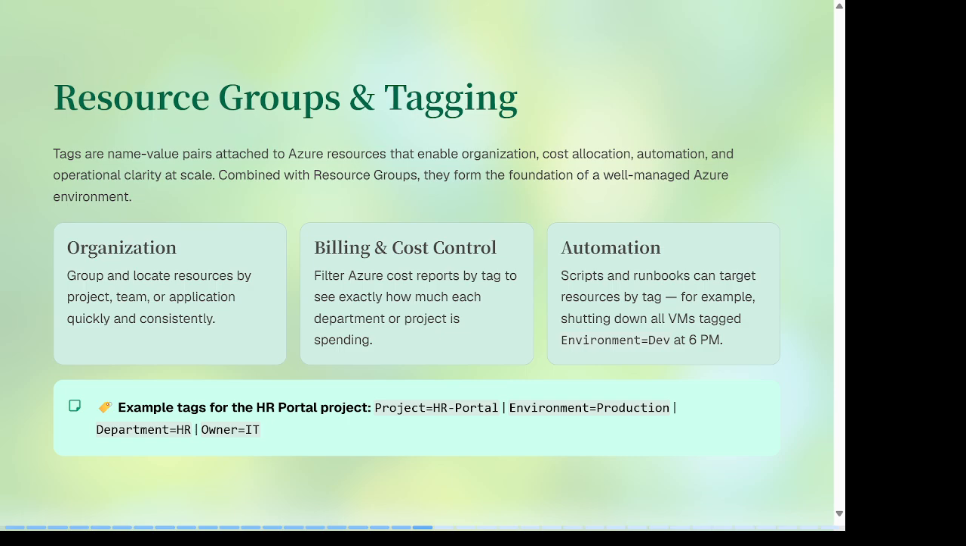Resource groups organize resources physically in Azure structure. Tags organize resources logically across the entire environment. One is structural, one is informational. Together they create complete governance visibility.